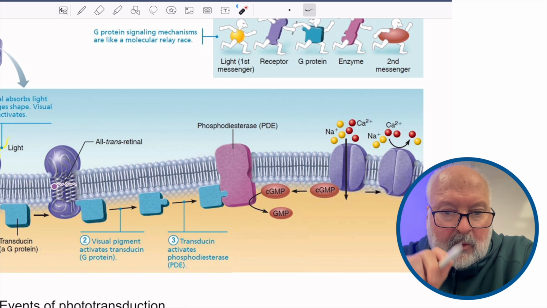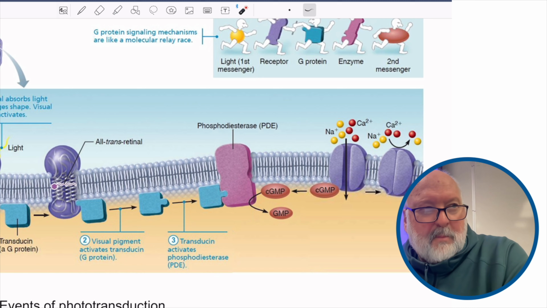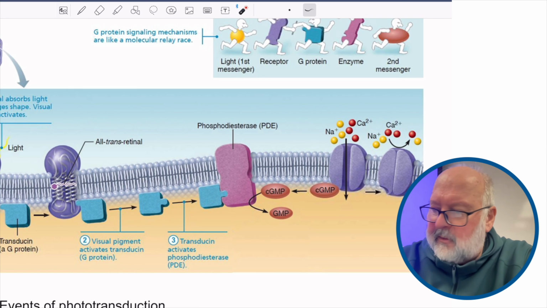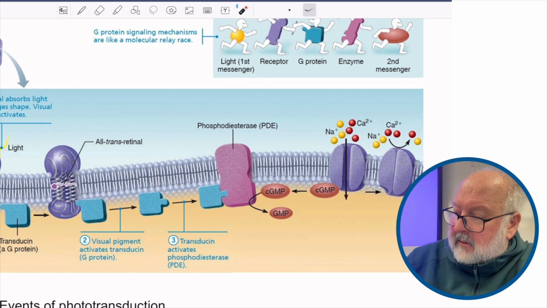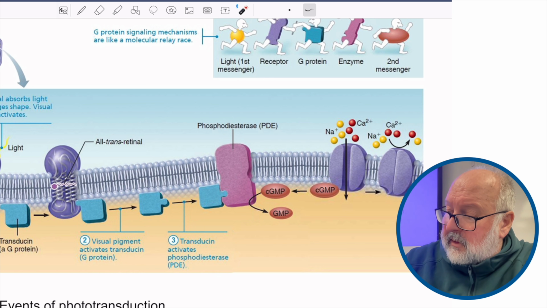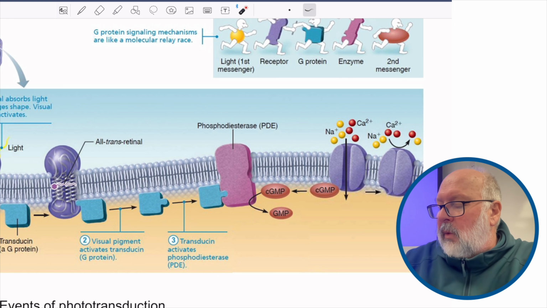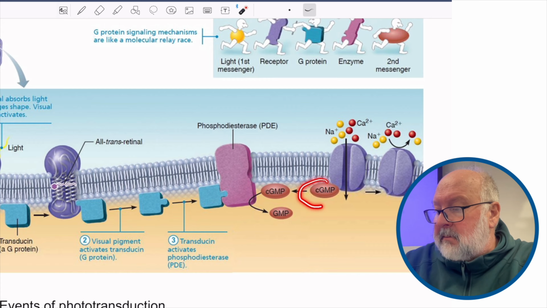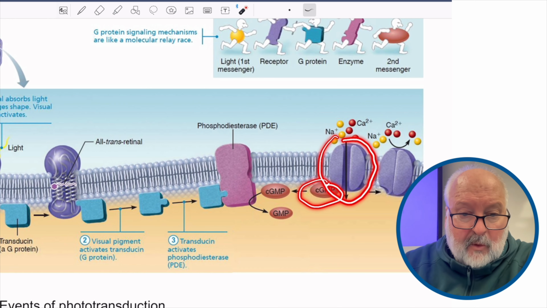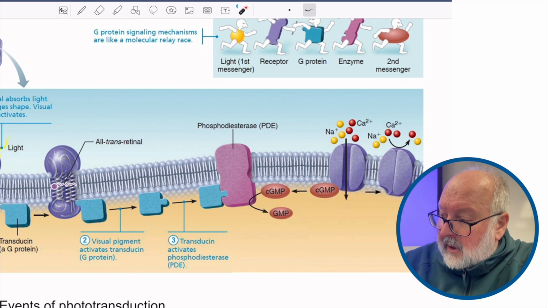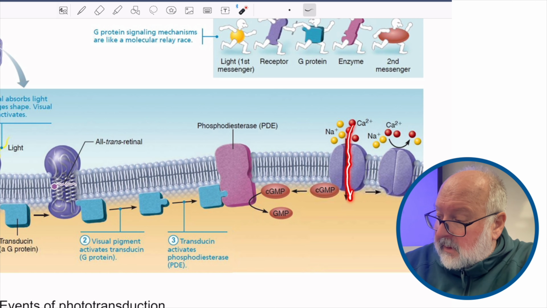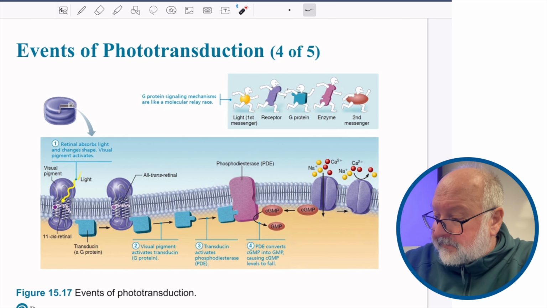Now what's this enzyme do? Look at it. It seems familiar but different than the second messenger systems we've seen, because I'm not making cyclic AMP. What I'm going to do is take cyclic GMP and turn it into GMP. And you're going, why? Well, if there's cyclic GMP around, it is keeping these channels open. And that means sodium and calcium can travel back and forth. So let's have a look at that.